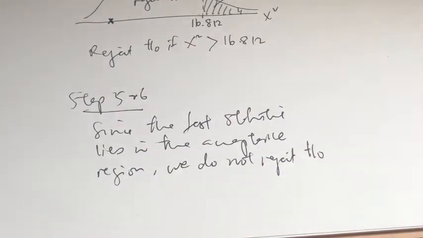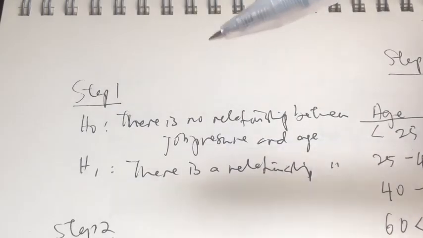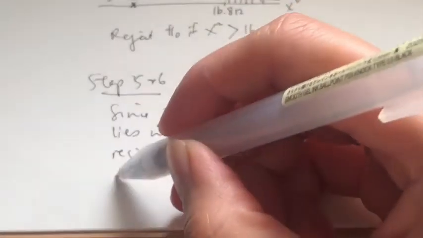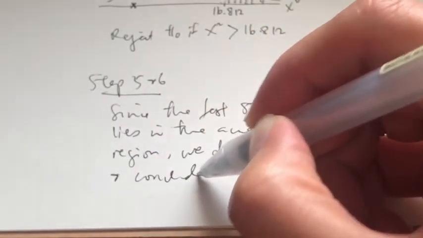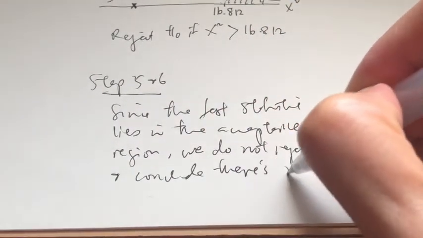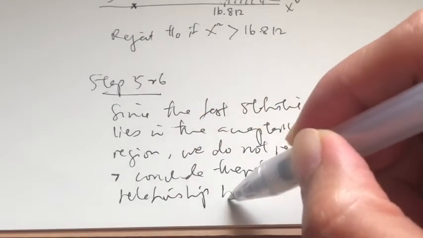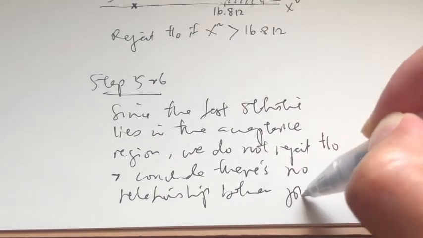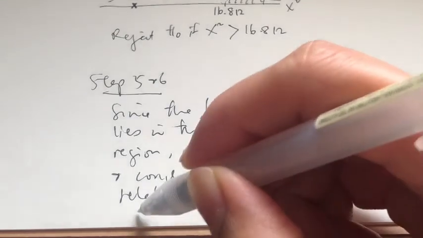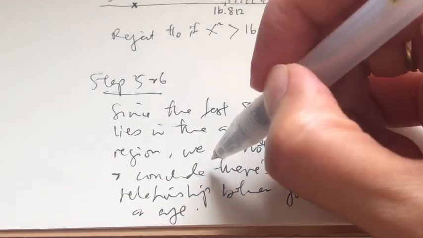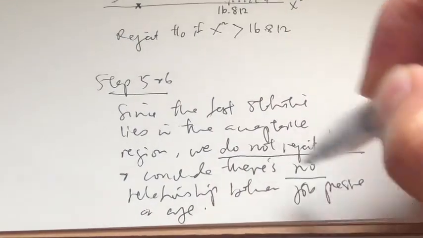And conclude what? Let's look back at step 1, the hypothesis. We've decided to not reject, so we're taking the null hypothesis. This is our conclusion: and conclude, there's no relationship between job pressure and age. If you want to highlight your answer better, write: do not reject, no relationship.